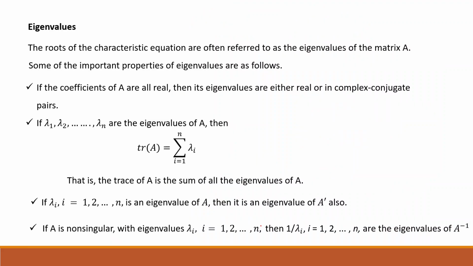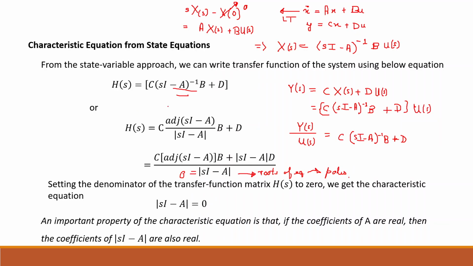Next we come to eigenvalues. The roots of this characteristic equation are also known as eigenvalues of the matrix A. So this is matrix A. The eigenvalues of this matrix A are also equal to the poles of the system.